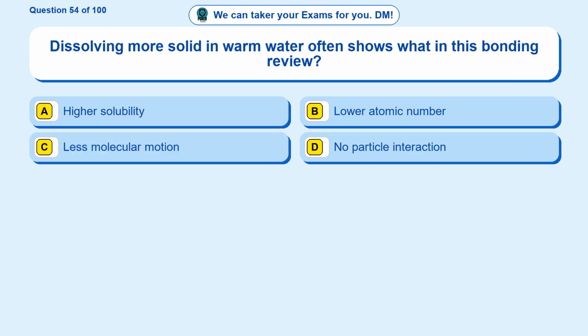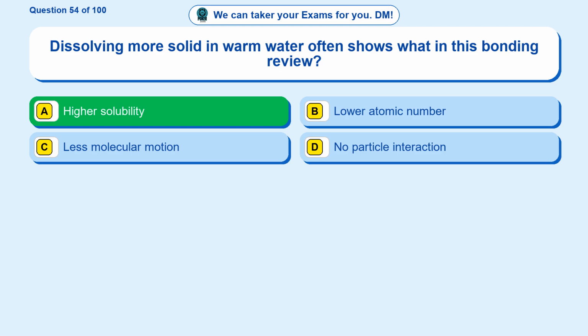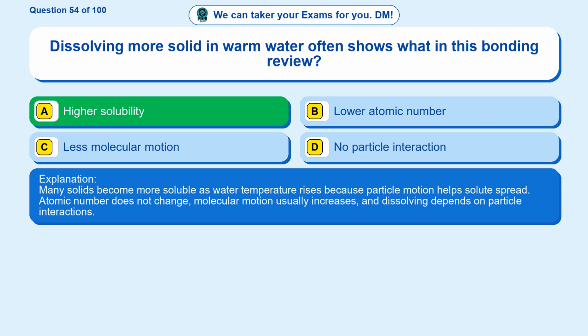Question 54. Dissolving more solid in warm water often shows what in this bonding review? Option A higher solubility. Option B lower atomic number. Option C less molecular motion. Option D. No particle interaction. The correct answer is option A. Higher solubility. Many solids become more soluble as water temperature rises because particle motion helps solute spread. Atomic number does not change, molecular motion usually increases, and dissolving depends on particle interactions.